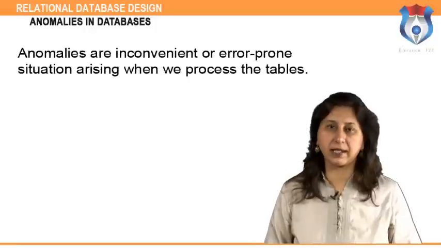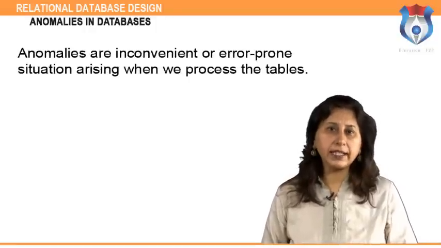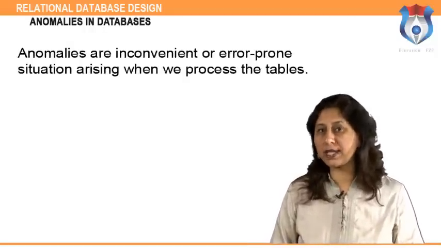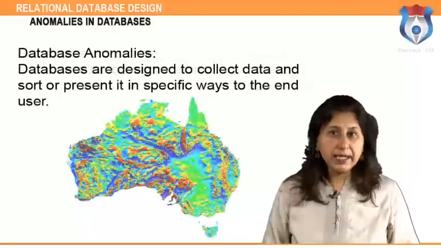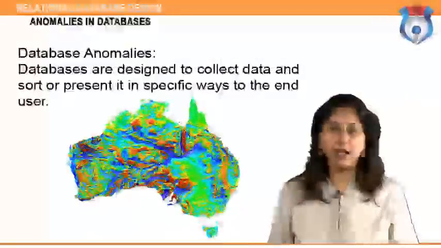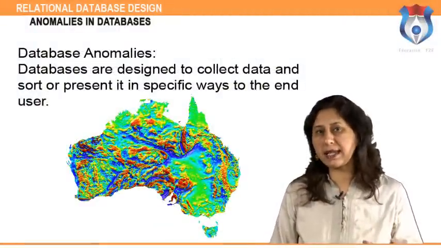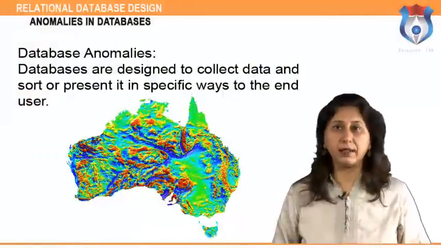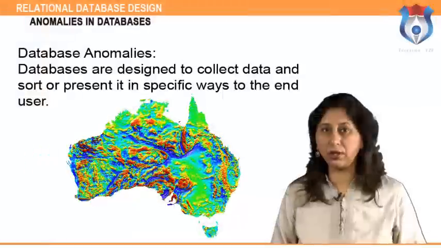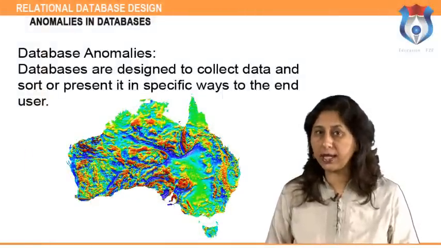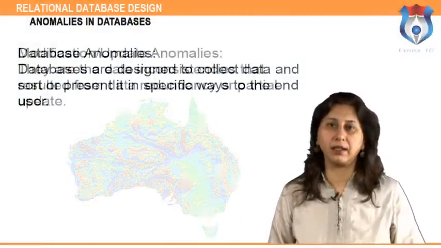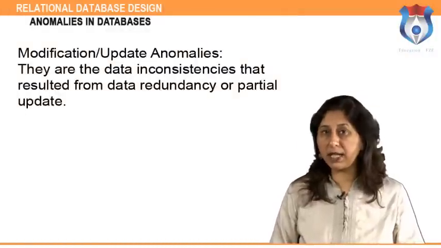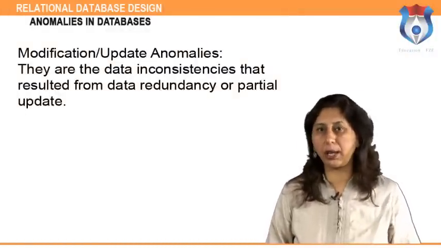Anomalies in databases. Anomalies are inconvenient or error-prone situations arising when we process the tables. Databases are designed to collect data and sort or present it in specific ways to the end user. Database anomalies are unmatched or missing information caused by limitations or flaws within a given database. They are the data inconsistencies that result from data redundancy or partial update.